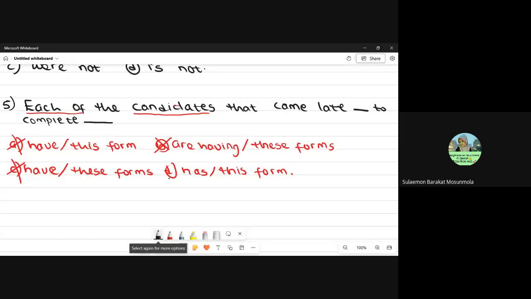Do you understand that, please? Remember, there is a difference between each and each of. When you use each, it is going to take a singular subject and a singular verb. But when we use each of, it is going to take a plural subject and a singular verb. So we have each of the candidates that came late has to complete this form.